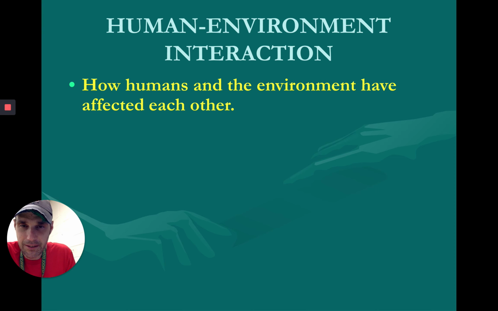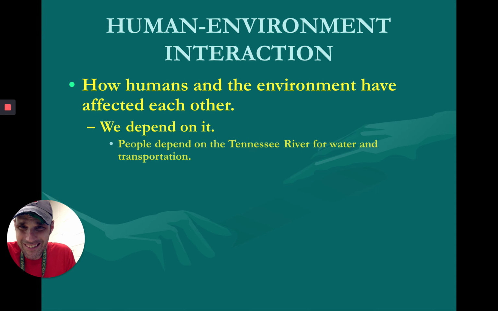It can be positive and negative. We depend on it, and it kind of depends on us. People depend on, say, the Tennessee River for water and transportation. It gets people up and down. Actually, before the United States became the United States, the Mississippi River was the main roadway for getting goods up and down throughout the colonies.